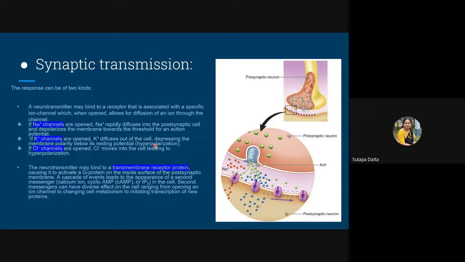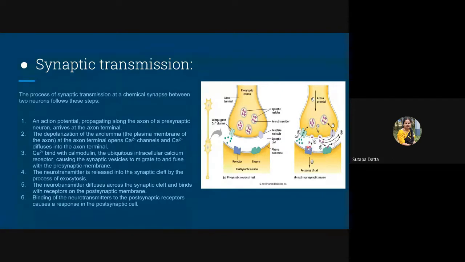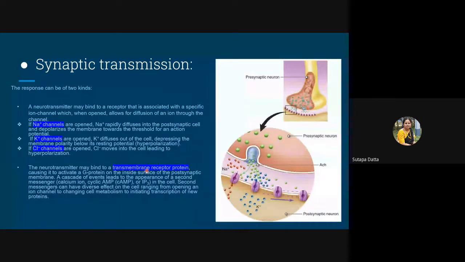These secondary messenger molecules have diverse effects on the cell, ranging from opening ion channels to changing cellular metabolism to initiation of transcription of new proteins. So, as I have mentioned, they have diverse effects on the cell, ranging from opening ion channels or increasing cell metabolism to increasing protein synthesis. Okay, so these are the responses which are mediated upon binding of neurotransmitters to specific receptors. You can see here the receptors. If it binds to any ion channel, it has this kind of effect. And if it binds to a specific transmembrane receptor protein, then it may induce these activities inside the cell.